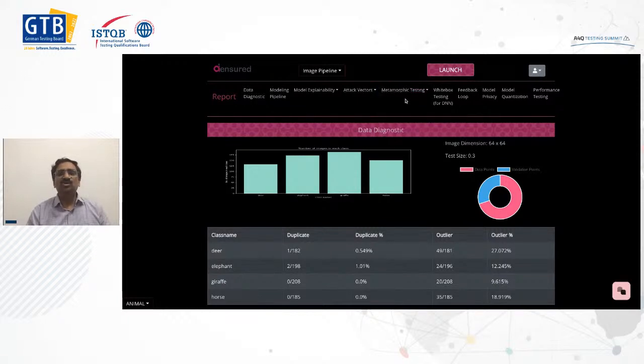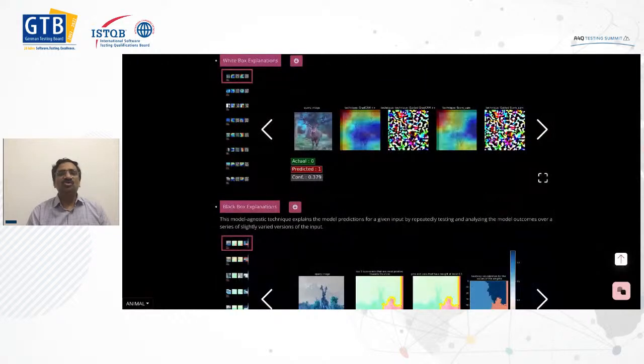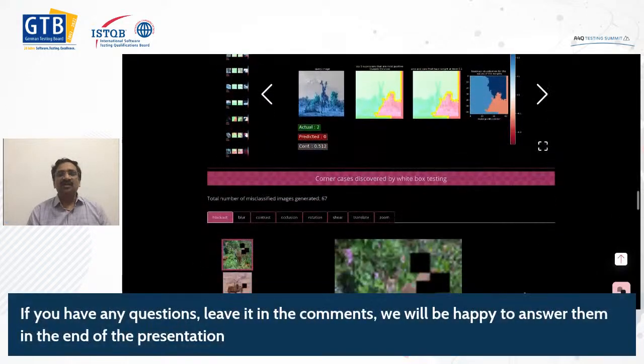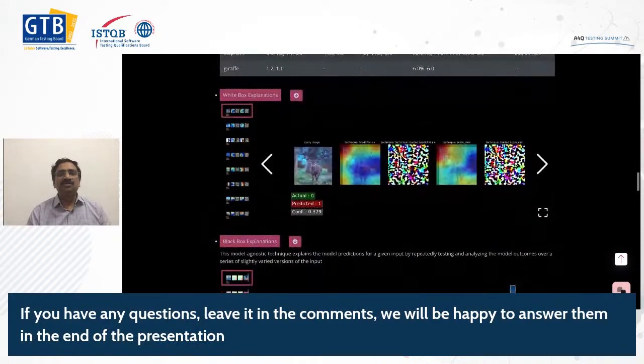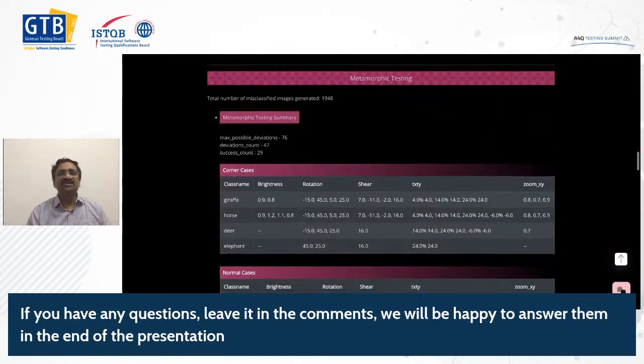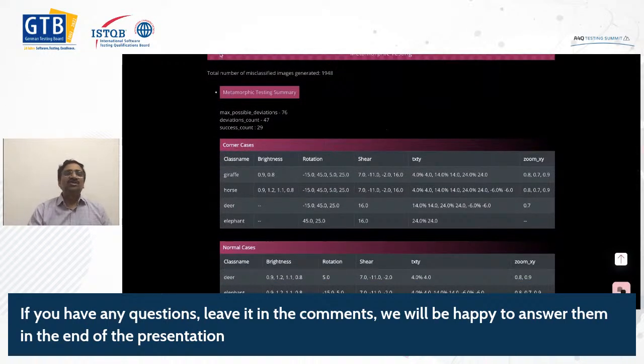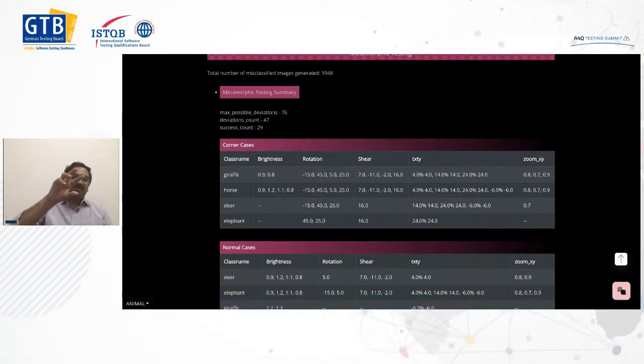So let us go and do metamorphic testing, and we do all sorts of metamorphic testing. If you look at metamorphic testing, what we did was, in case of image, for example, one of the metamorphic relations between input and output for an image would be, if I rotate my image by any angle, it should still be recognized, classified properly. A giraffe, whether at 90 degree, 180 degree, 270 degree, 5 degrees, still should be recognized properly.